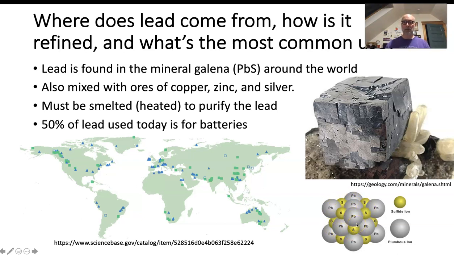Lead is also mixed with ores of copper and zinc and silver. In order to purify the lead, it's usually heated or smelted. We'll talk a little bit about that on the next slide. And about half the use of lead today is for batteries.